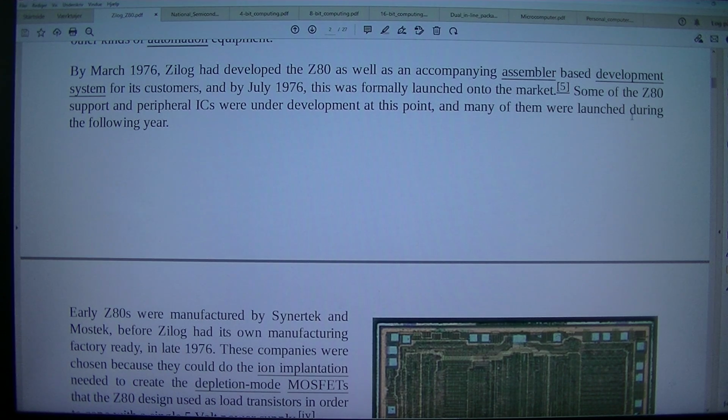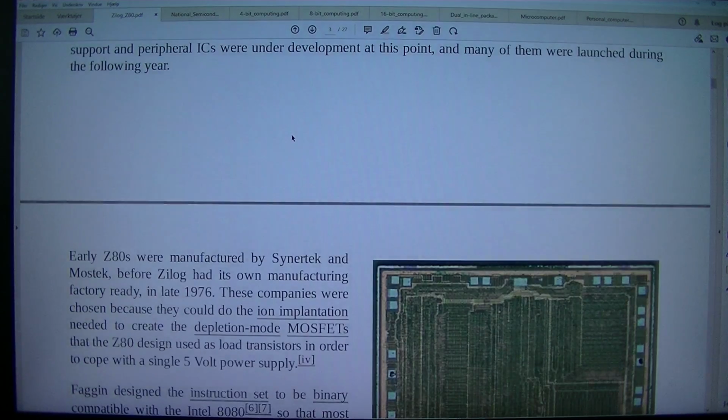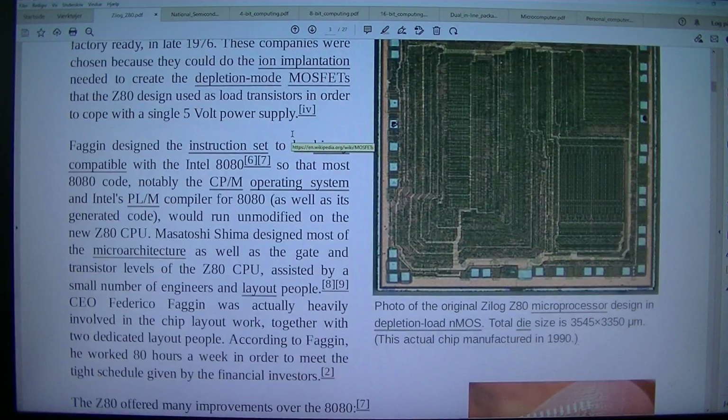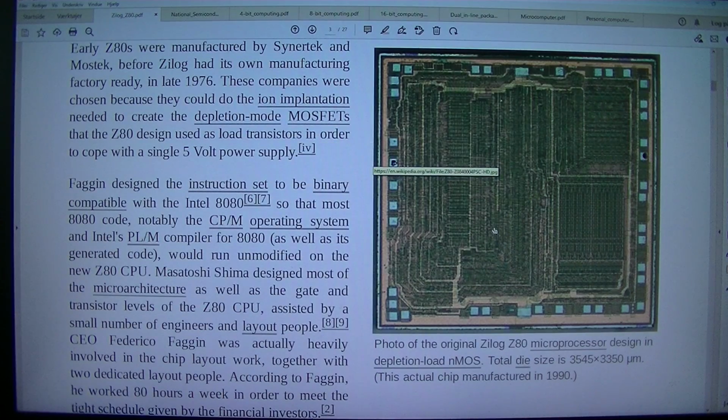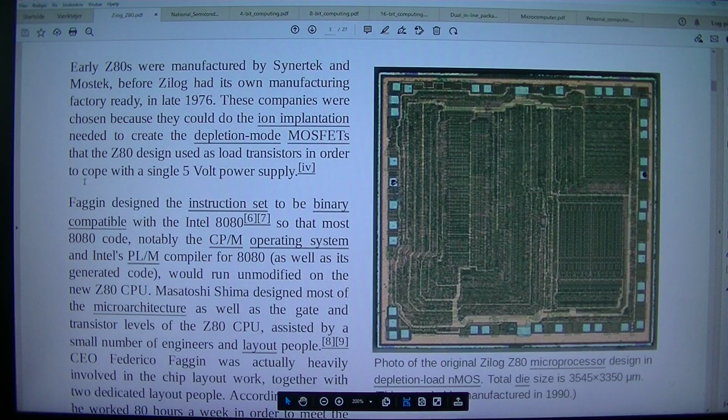Some of the Z80 support and peripheral ICs were under development at this point, and many of them were launched during the following year. Photo of the original Zilog Z80 microprocessor design in depletion load NMOS. Total die size is 3545 by 3350 micrometers. This actual chip was manufactured in 1990. A CMOS Z80 in a quad flat package.